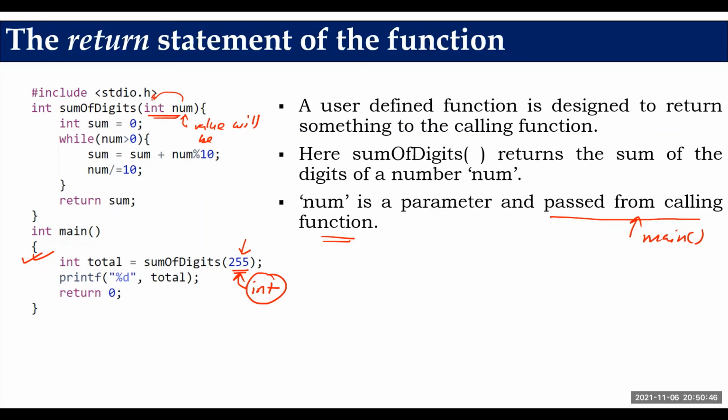What is the type of the argument? Integer. So it means this function is designed to take a value from the calling function of integer type. Only one value, not more than one, because in the header there is only one parameter. That means only one value. What type? Integer type.